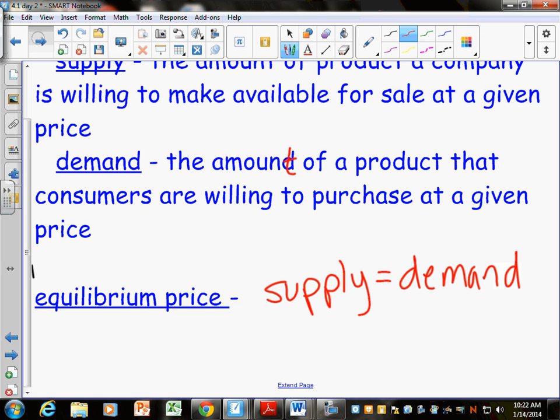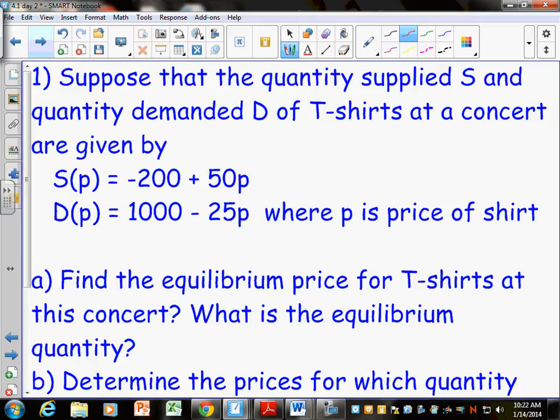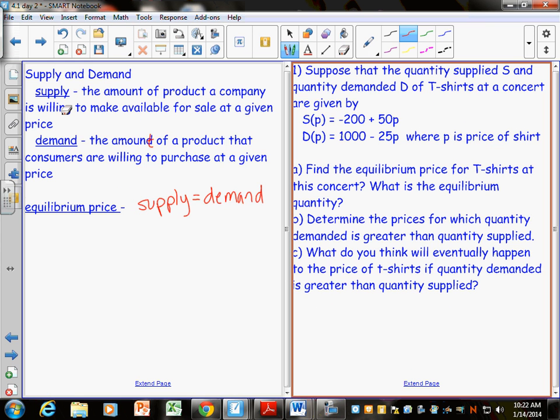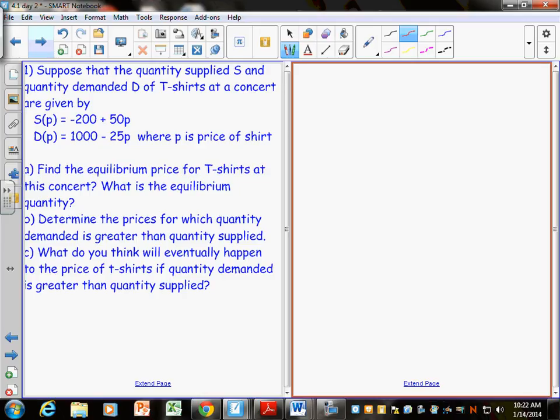So let's look at a problem. It says, suppose that the quantity supplied S and the quantity demanded D of t-shirts at a concert are given by these two equations. S is supply, D is demand, where P is the price of the t-shirt. And so I'm going to do a double page here so we can solve it, and that's why I left you space on your paper. A says find the equilibrium price for t-shirts at this concert, and then what is the equilibrium quantity. So when it says equilibrium price, it just means you're going to set the supply equal to the demand, and you just solve that equation.